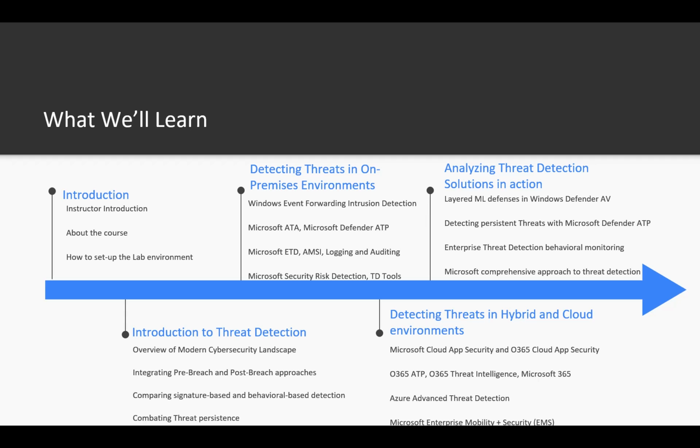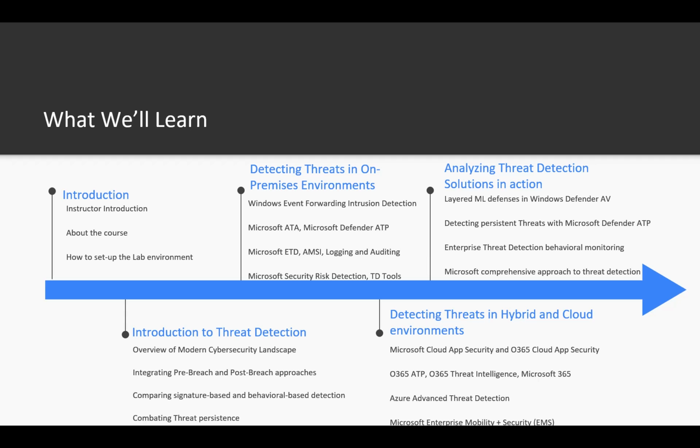Then, in section 4, we are going to have discussions about detecting threats in hybrid and cloud environments. And here we are going to cover the tools used for threat detection, as the title of the section suggests, in hybrid and cloud environments: Microsoft Cloud App Security and Office 365 Cloud App Security, Office 365 Advanced Threat Protection, Office 365 Threat Intelligence, some of the features in Microsoft 365, Azure Advanced Threat Detection, and of course Microsoft Enterprise Mobility plus Security, EMS.